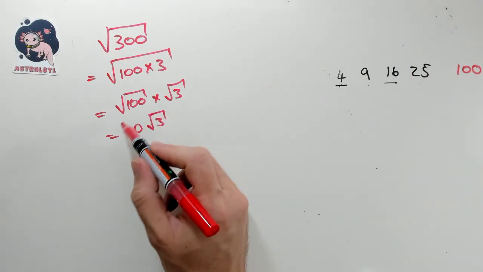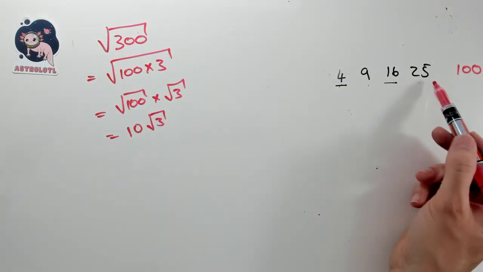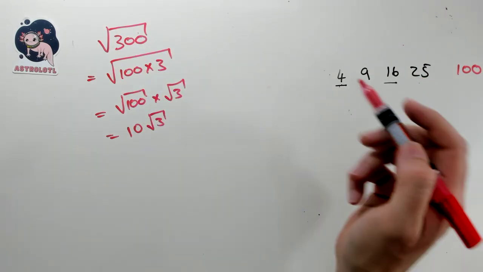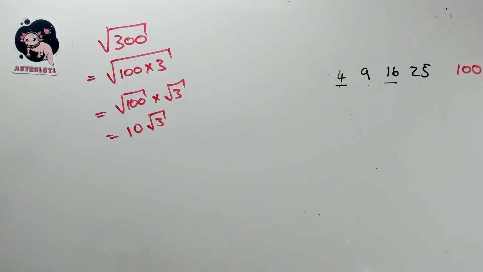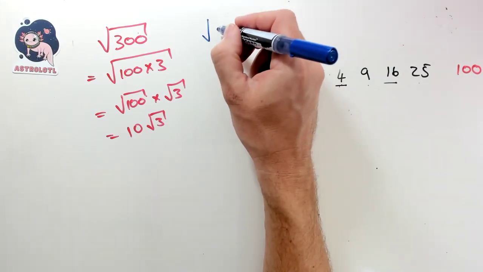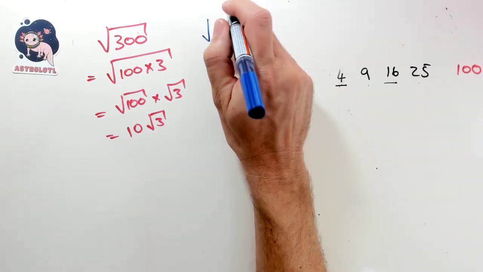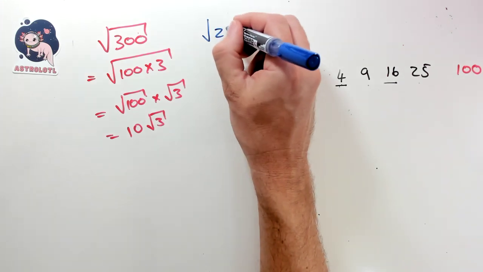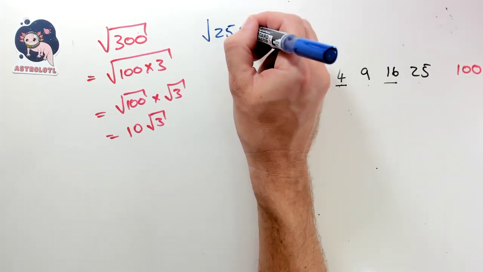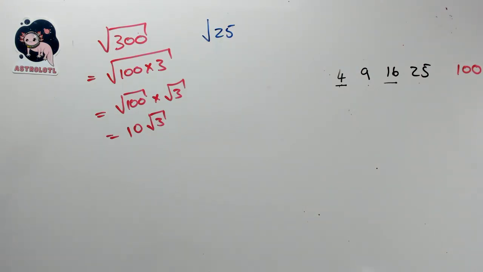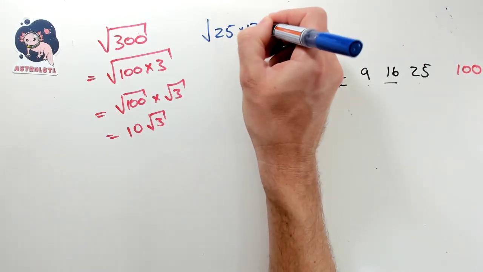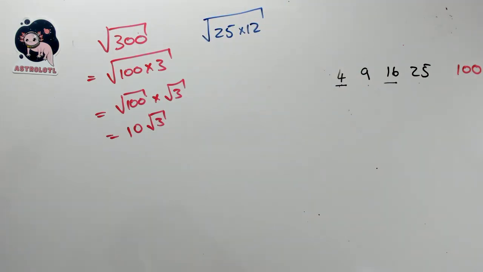If I maybe didn't know 100 is the biggest one, maybe I looked at 25 and said, it could have taken me a bit longer, but it should have still worked out. So maybe I would have said 25 times 12? 300 divided by 25, yeah, it was 12. I don't know why I'm doubting myself there.